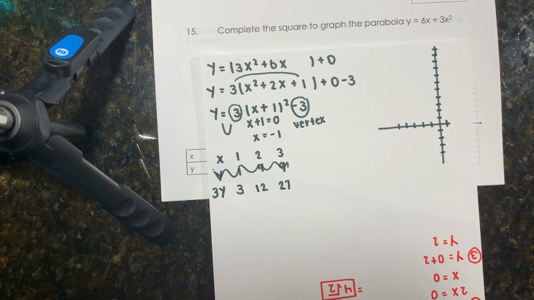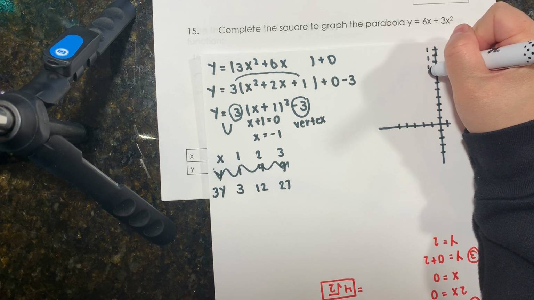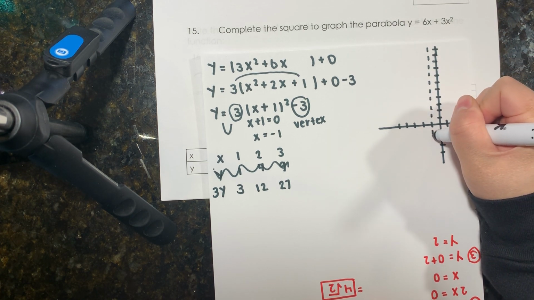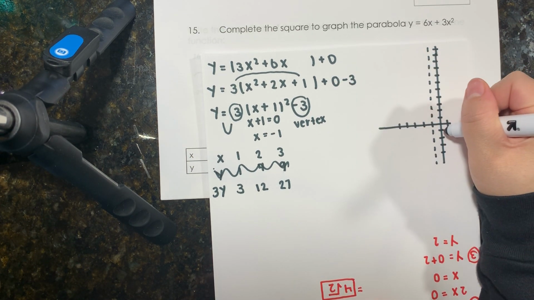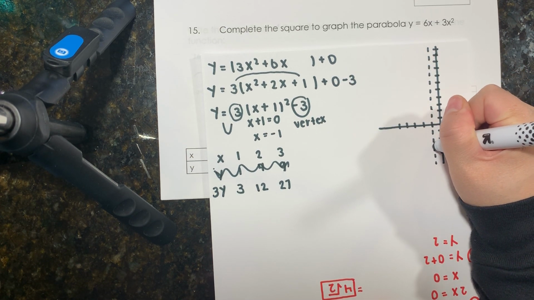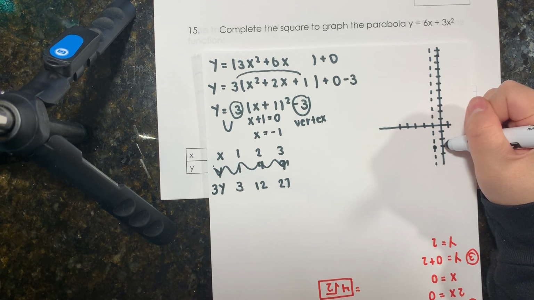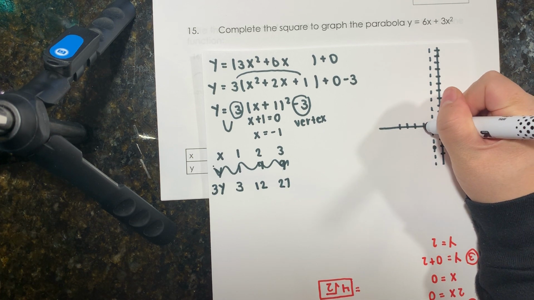Okay, so now my axis of symmetry is at -1. So this is going to be right about here. Now mine's not going to be perfect because I don't have lines on my paper. And then the vertex is at -3, so down 3. Now from that point, I'm going to go over 1, up 3. So over 1, up 1, 2, 3. Over 1, up 1, 2, 3.